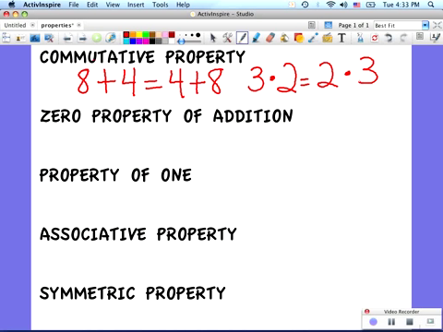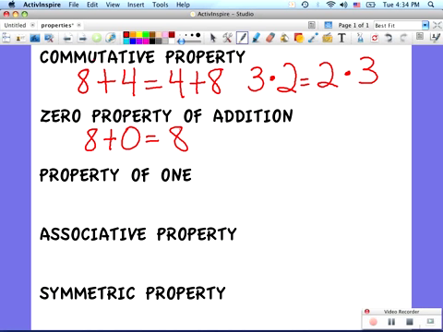The next property we're going to talk about is the zero property of addition. The zero property of addition tells us that adding 0 to any number does not change the sum. For example, 8 plus 0 equals 8. It's as simple as that. That is the zero property of addition.